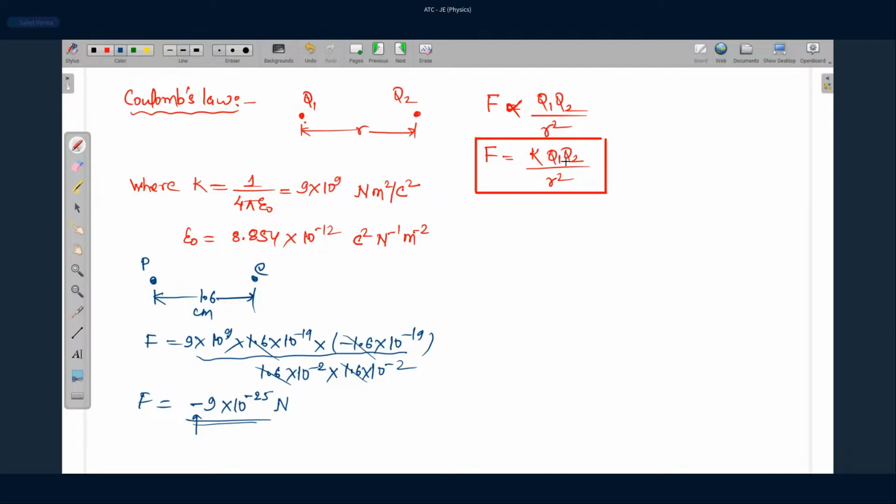Just tell me once whether these points are clear or not. This is the normal form of Coulomb's law. Now we also have to understand the vector form. So quickly comment in the comment section whether you have got all these points or not.